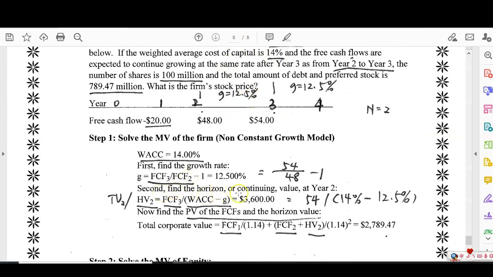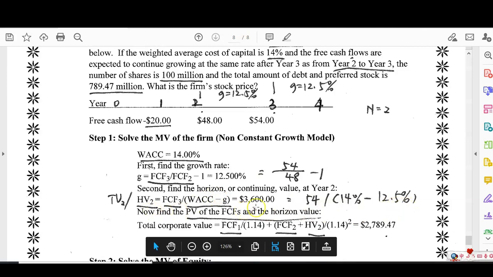We can also find the horizon value at year 2. So TV2, or HV2, the firm value at year 2, becomes free cash flow 3 over WACC minus G. So it's 54 over 14% given WACC minus G2, 12.5% we just calculated. So we have horizon value 2 as 3,600.